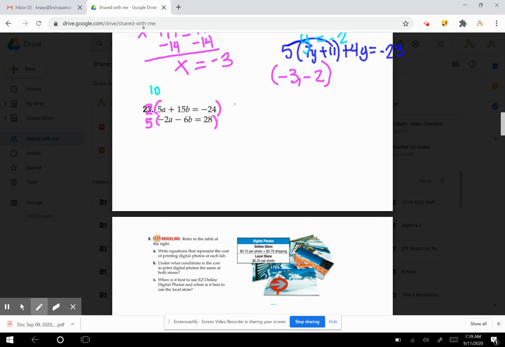So now I'm going to distribute: 10A plus 30B equals negative 48. Now remember, it has to go to everything, right? Okay, the bottom, negative 10A minus 30B equals 140.